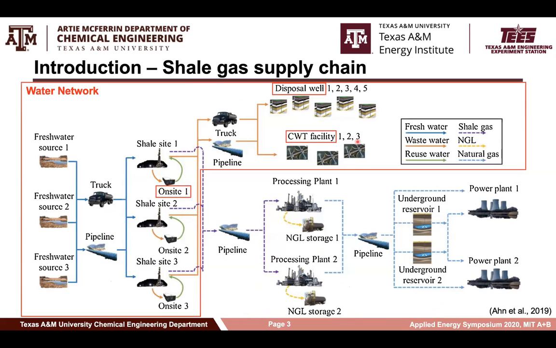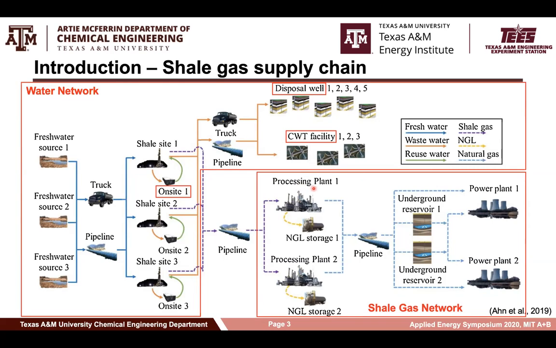On the other hand, the shale gas network is also required. Generally, the produced shale gas is transported to processing plants. There, the separated natural gas liquids can be directly sold in the market, while the separated natural gas, which meets the requirement, can finally be transported to the power plants for electricity generation.